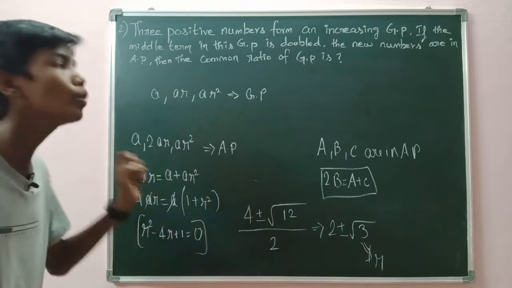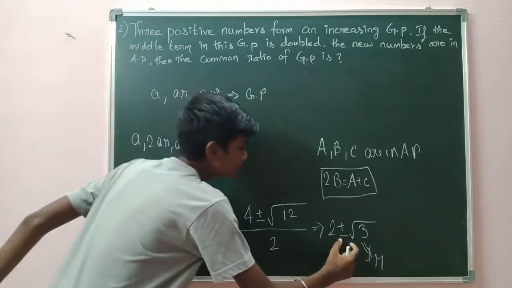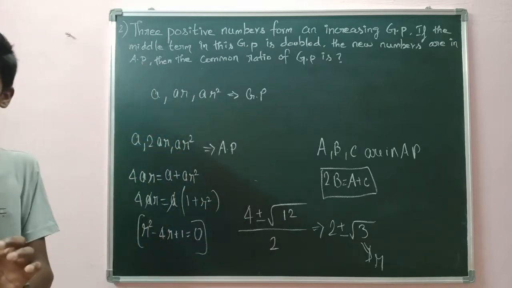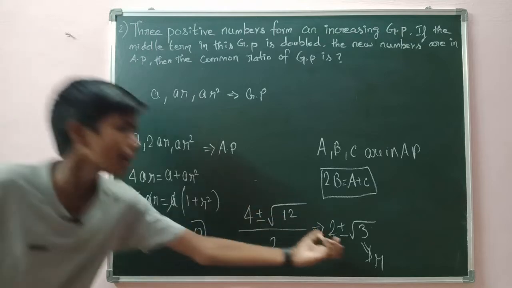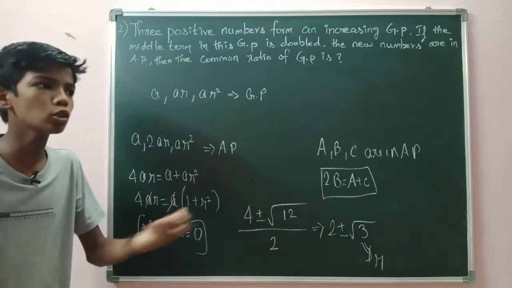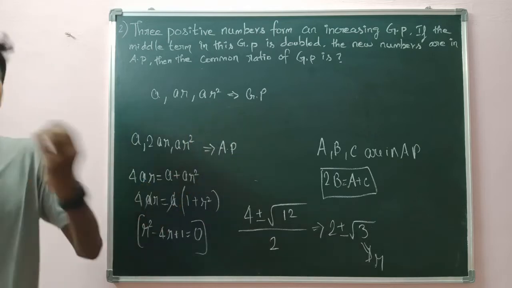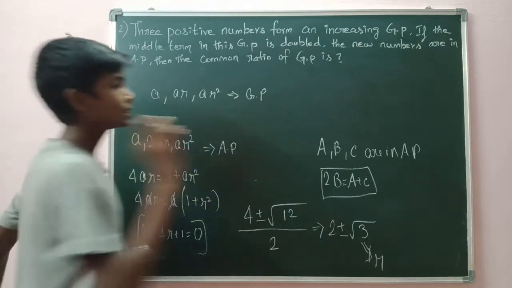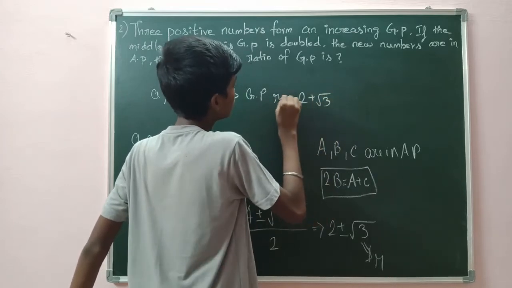So how will you choose it? Very simple. When you put this symbol as minus, I will get 2 minus root 3, and 2 minus root 3 can be neglected, because 2 minus root 3 is less than 1. It lies between 0 and 1, so it can be neglected. So basically I can say the answer is 2 plus root 3. That means your common ratio is 2 plus root 3.